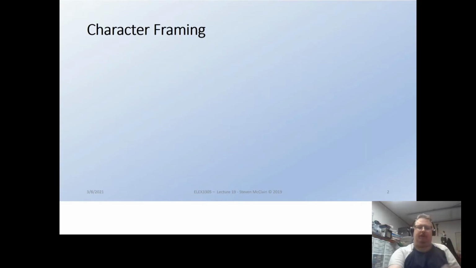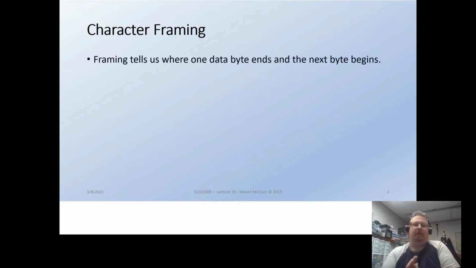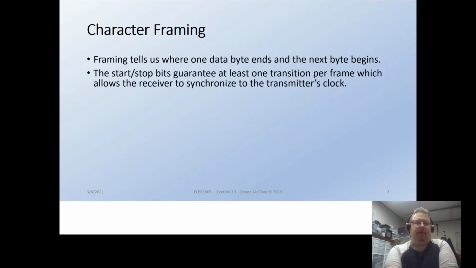So, first thing we want to talk about is character framing. Generally speaking, we're going to be sending bytes. Whenever you're communicating, both sides have to agree on the language you're going to speak and the format you're going to speak and all that stuff. And one of the most universal chunks of data is typically a byte, 8 bits. So that's what we're talking about with a character. And framing is going to tell us where one byte ends and the next byte begins. So we're going to have a start and stop bit.